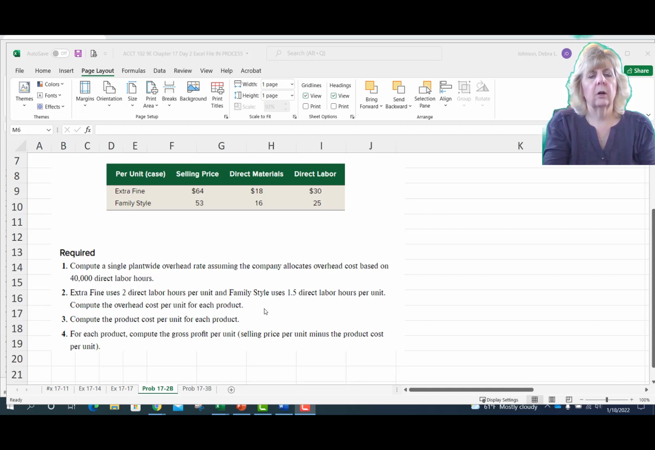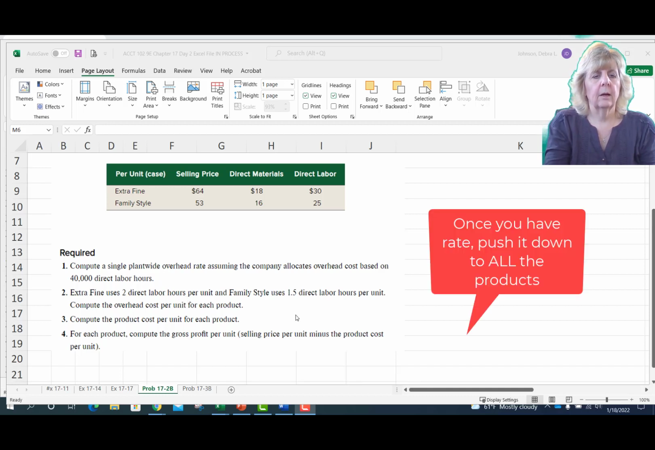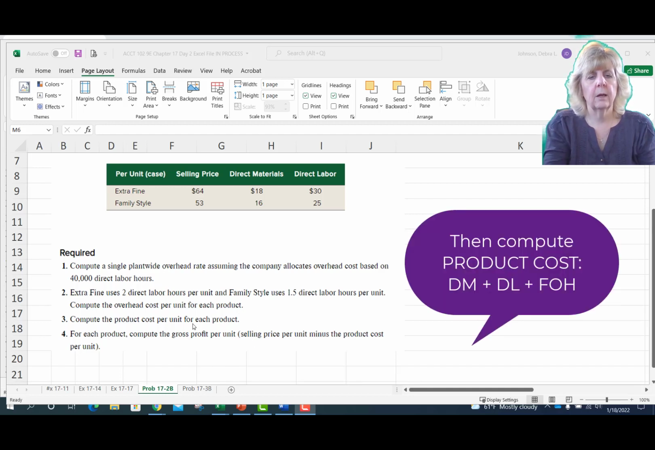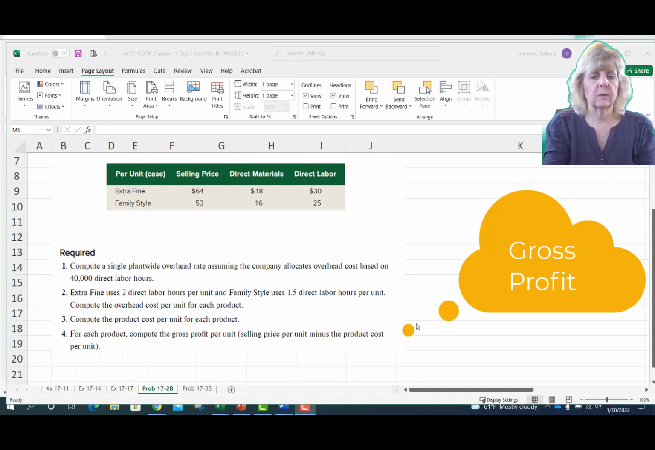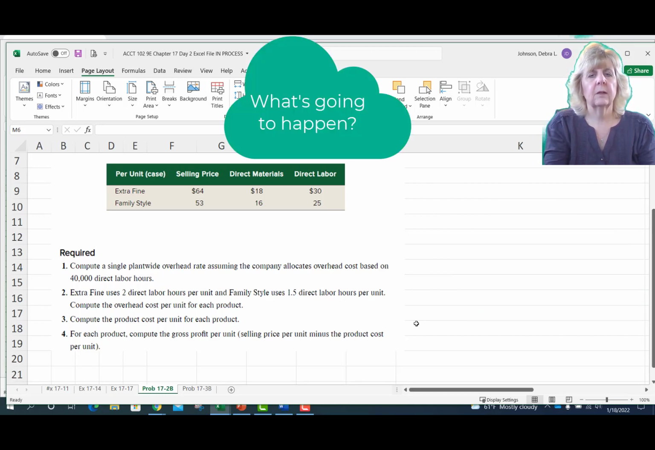Then they tell you how long. It looks like we're looking at salsa today, which makes me hungry. It will tell you how many direct labor hours the extra fine salsa costs versus the family style, and they'll ask you for the overhead cost per unit. We'll then compute the product cost, which means direct materials, direct labor, and overhead. And finally, we'll calculate the gross profit. So again, this problem will use a single plant-wide rate, and our last problem will have the same data using the activity-based costing rate. What do you think is going to happen?